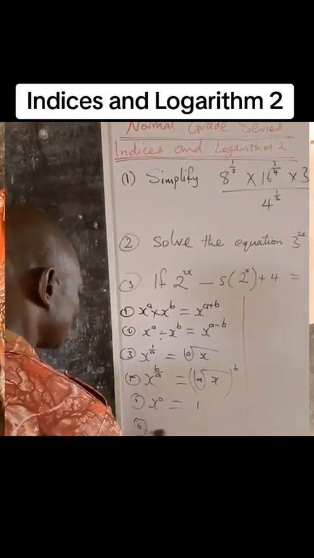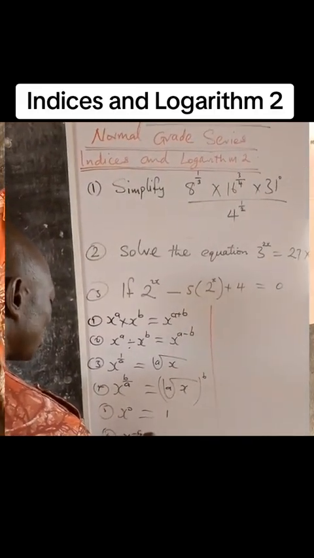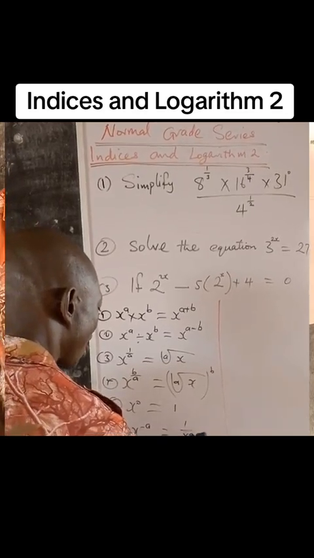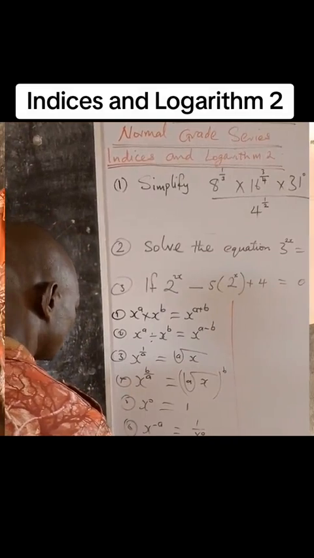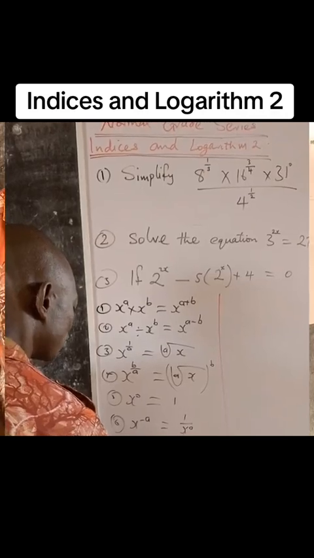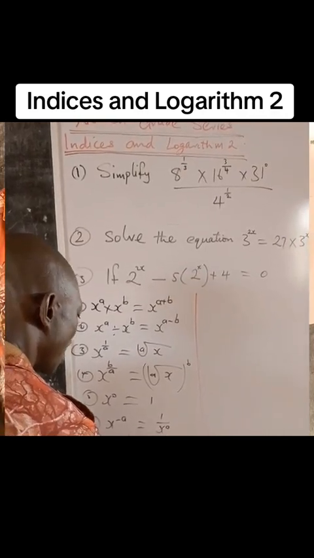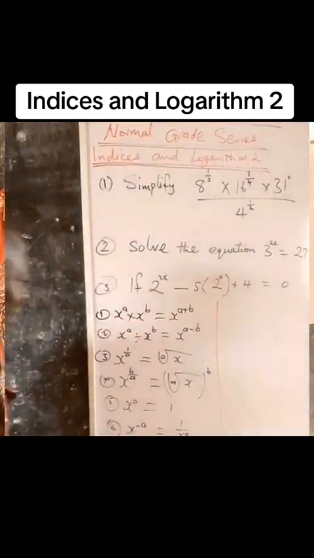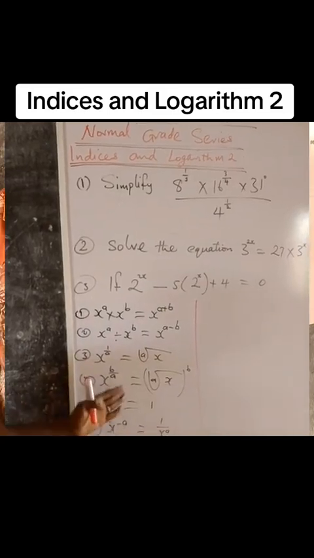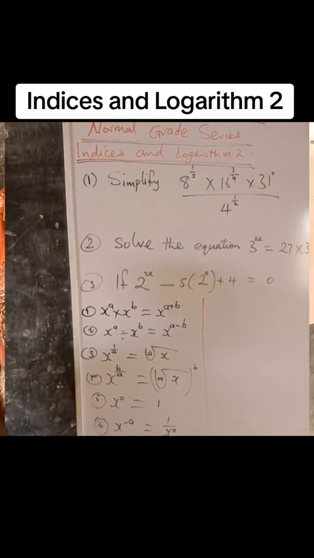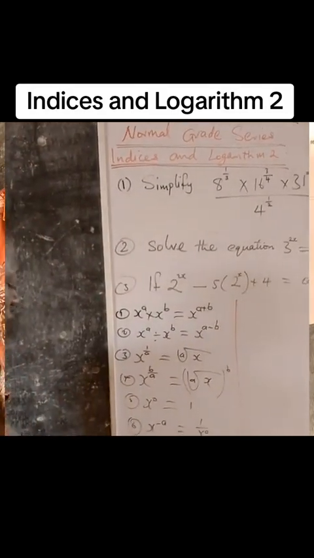Then number six, x raised to the power minus a is equal to 1 over x raised to the power a. Seven, x raised to the power a all raised to the power b is equal to x to the power a b. Remember we said that combination of one or two here can extend the laws of indices, even up to 15 laws.